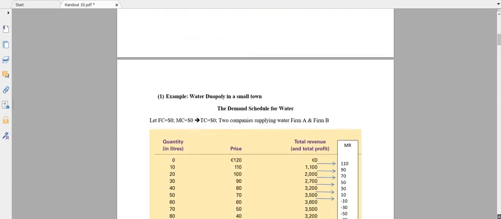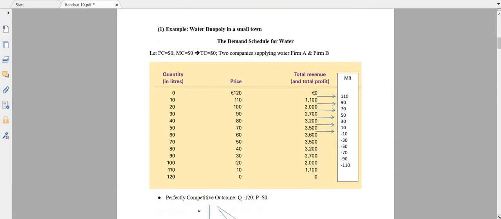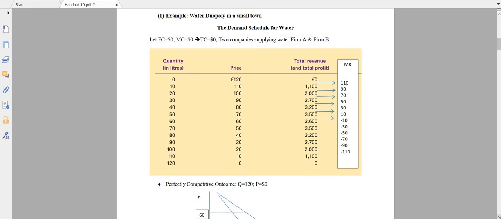Now, let's move on to discuss how pricing and output decisions are made in the case of oligopoly. We're going to consider a simple example here. Here we are talking about a water duopoly in a small town. Now, what is a duopoly? Duopoly is actually the simplest form of oligopoly. In duopoly, you have 2 firms operating in the market.